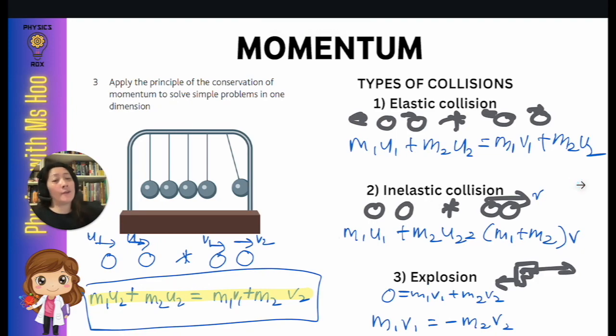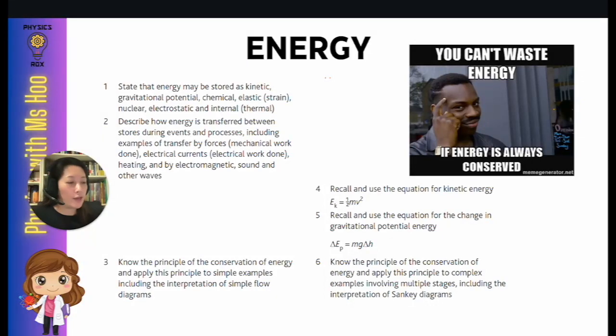Okay, let's move on to energy. Now, for energy, you need to be able to state that energy may be stored as kinetic, gravitational potential, chemical, elastic, nuclear, electrostatic, and internal energy. You also need to be able to describe how energy is transferred between stores during events and processes. That means you need to be able to state how the energy is changed from one form to another form. So for example, mechanical work done, electric currents, heating, electromagnetic, sound, and other waves.